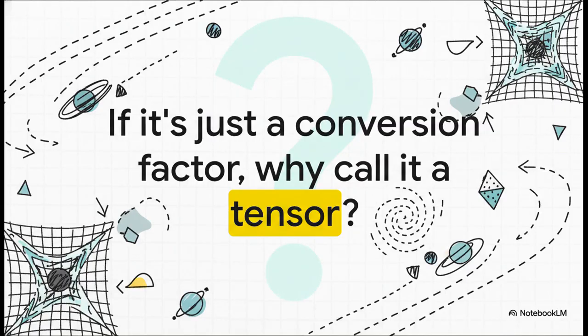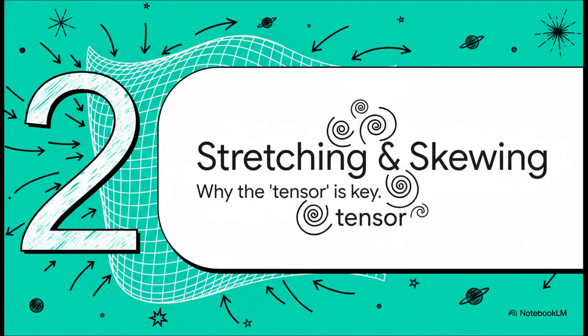Okay, but hold on. If it's just a simple conversion factor, why the super complicated name? Why call it a tensor? And why did that formula we saw a minute ago have so many different bits and pieces? There's got to be more to it, right? Well, the answer starts to show up the second we begin messing around with our coordinate system, with our map. Let's see how this whole thing starts to build.